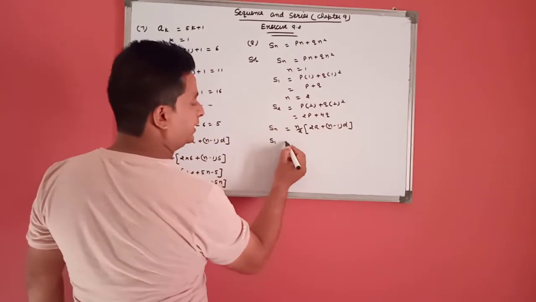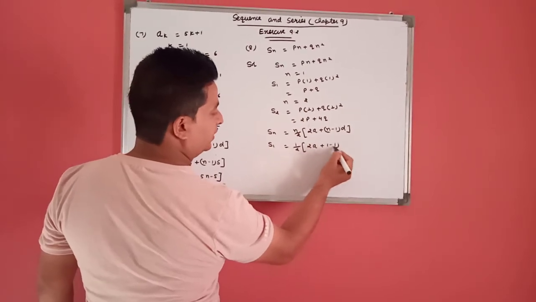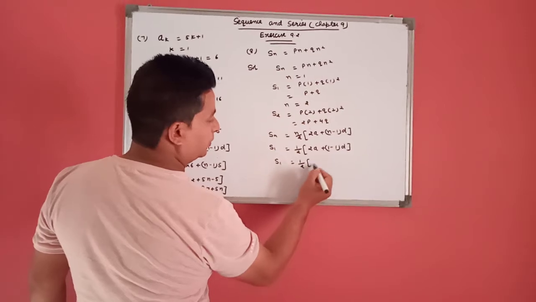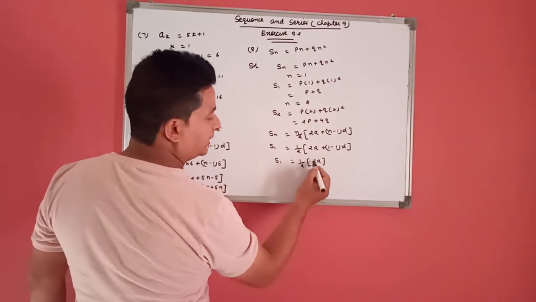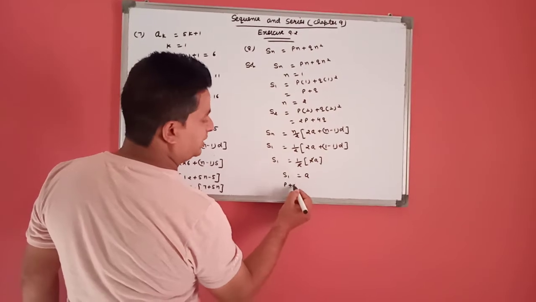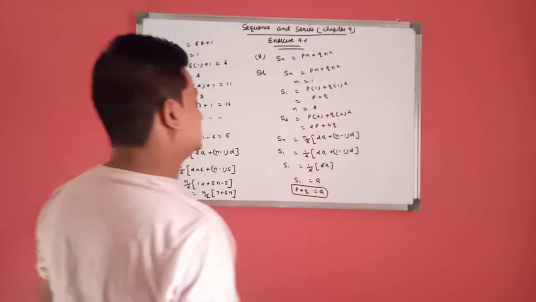When we put n equal to 1, so (1 minus 1) d. This means S1 is equal to 1 upon 2, 2a. 1 minus 1 is 0. So S1 is equal to a. This means P plus Q is equal to a. This is the first term.